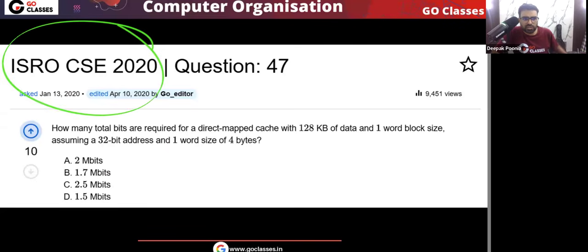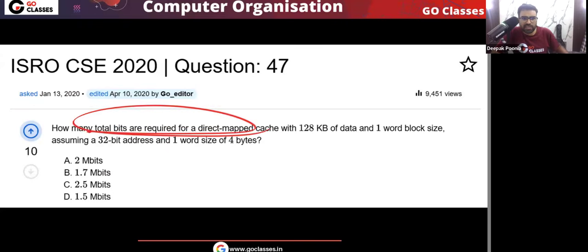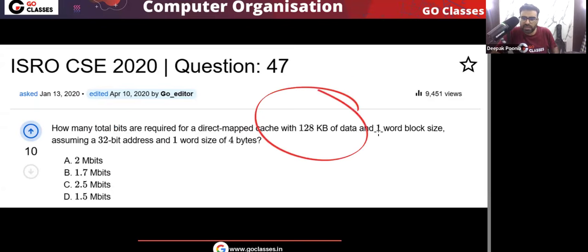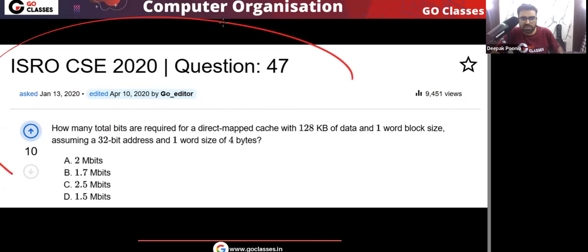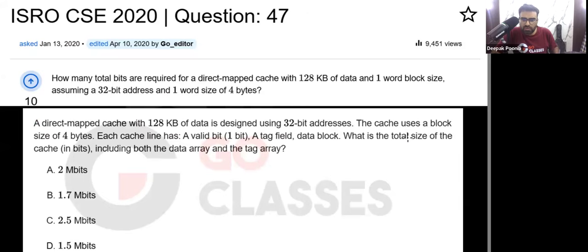Let's solve the ISRO 2020 question. How many total bits are required for a direct mapped cache with 128 KB of data and one word block size, assuming a 32-bit address and one word equal to 4 bytes? Let me tell you, this is a very poorly framed question. And that is the reason I am giving you a well framed version of the question.